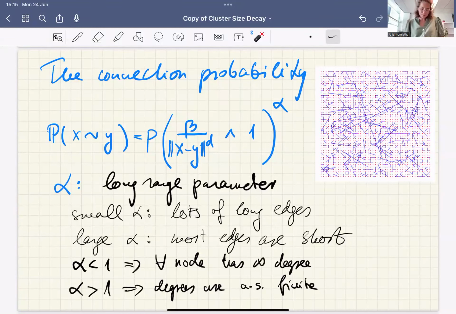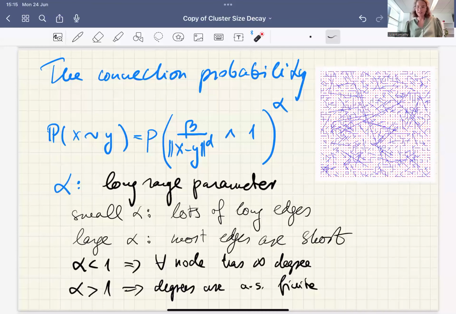And typically this ratio is of course less than one if the norm of x minus y tends to infinity. So if you have alpha small, then you don't punish these long edges so much, so you're going to see lots of long edges in your model. If alpha is large, then most edges will be short.